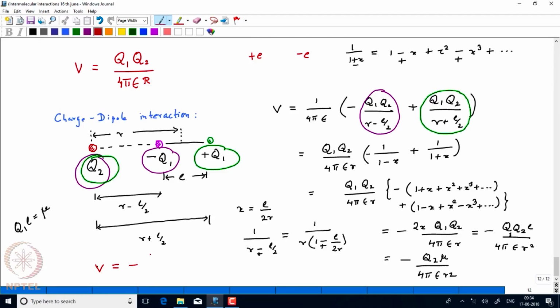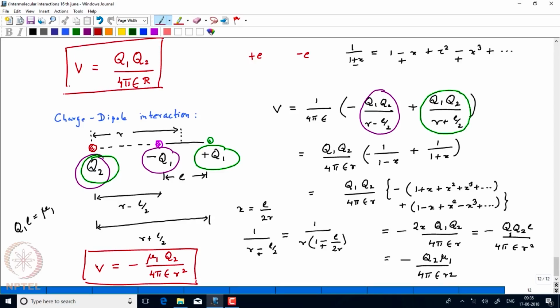Instead of writing it as mu, I can write it as mu1, because mu1 denotes the dipole due to charges plus q1 and minus q1. So I'm just using the mu1 notation for that. So we'll have overall minus mu1 into q2 divided by 4 pi epsilon into r square. So this will be the interaction for a dipole with a charge, like we had an interaction between the two charges.